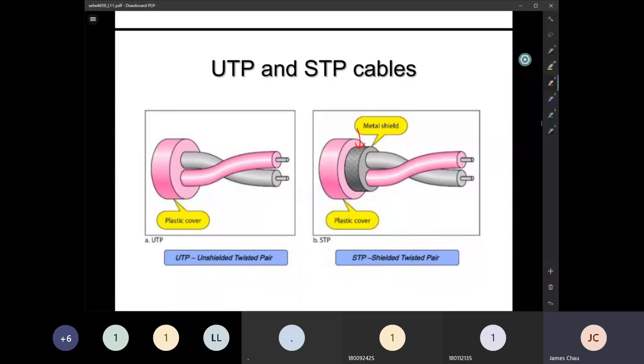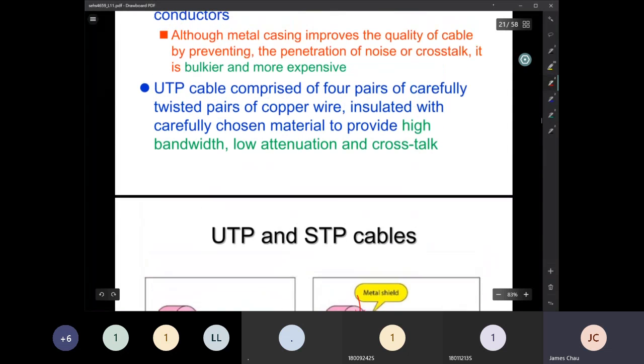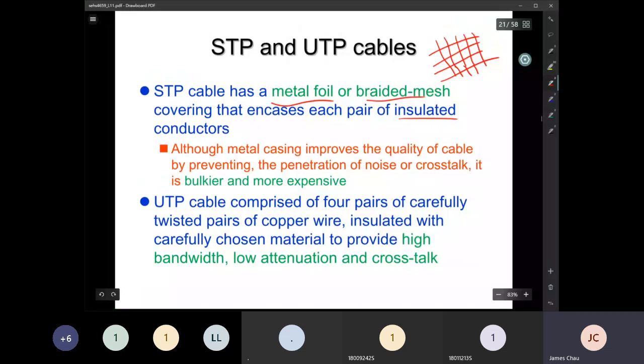For this structure, you can improve the quality of the cable by preventing the penetration of noise and crosstalk, but it is bulkier and also more expensive, right? Because you have an additional process to make the cable, it becomes more expensive.